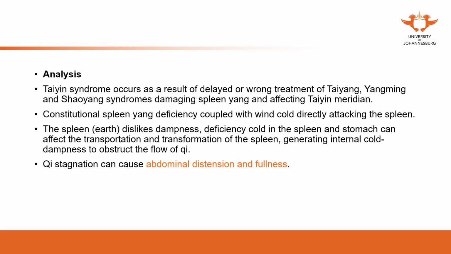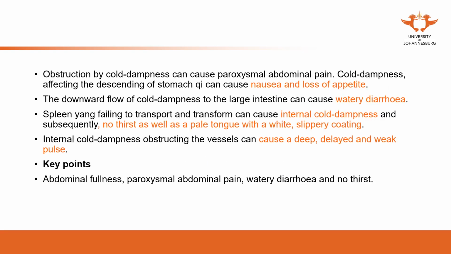For the analysis, you're going to focus on the coldness and dampness. So this is very similar to the Zangfu organ manifestations. The pale tongue is from the coldness. Also, white coating from coldness. The patient may present with a slippery coating, that's from the dampness. The coldness affects the spleen and stomach, which will cause nausea and poor appetite. The watery diarrhea is from the dampness.